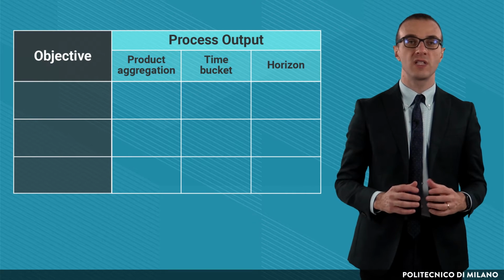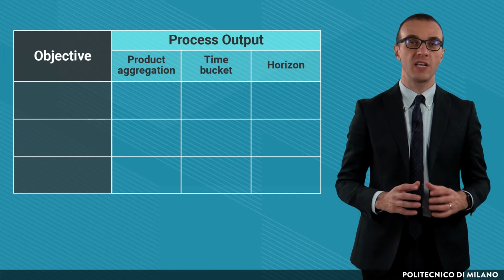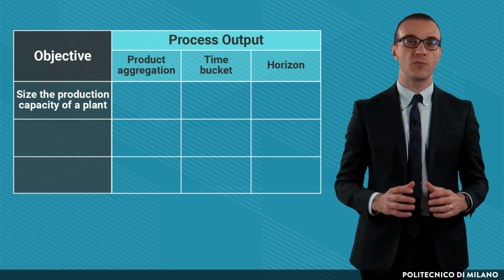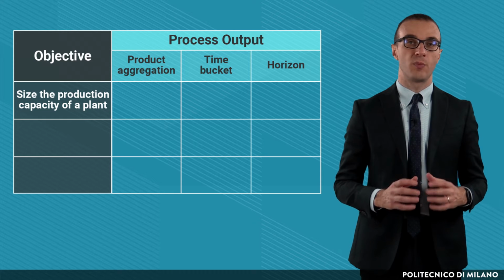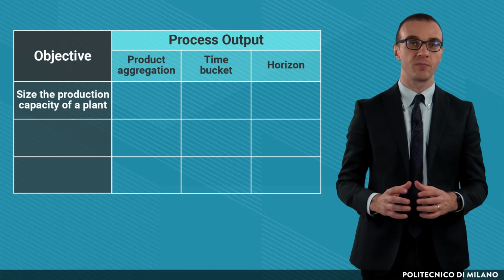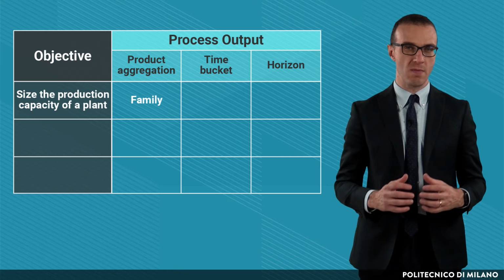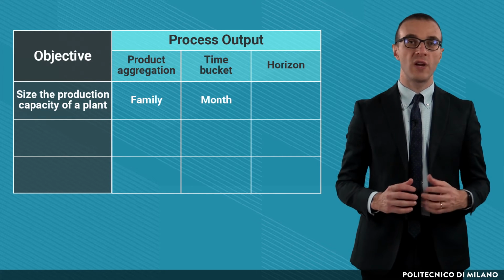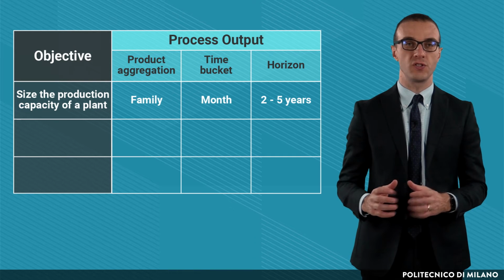Let's close with a few examples to make it clearer how the output changes according to the objective. If the objective is to size the production capacity of a plant, the product aggregation level is very high. That means the family of products that can be manufactured in that plant. The time bucket is the month. The horizon could vary from 2 to 5 years.